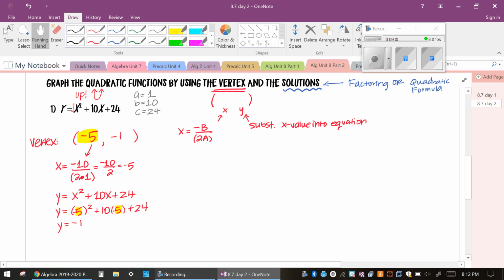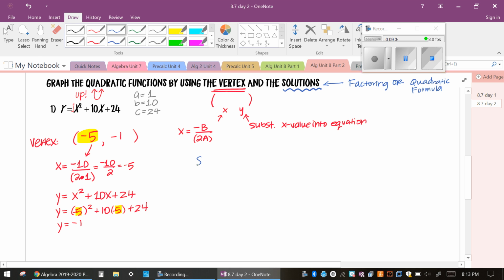If you did not get the same thing I did, it's possible that you didn't put parentheses and then the squared on the outside. So make sure you have a negative 5 inside the parentheses. Close the parentheses, then raise it to the power of 2, plus 10 times negative 5. Earlier I forgot to write negative 5. I just substituted 5, but it should be negative 5. Okay, and that's your vertex.